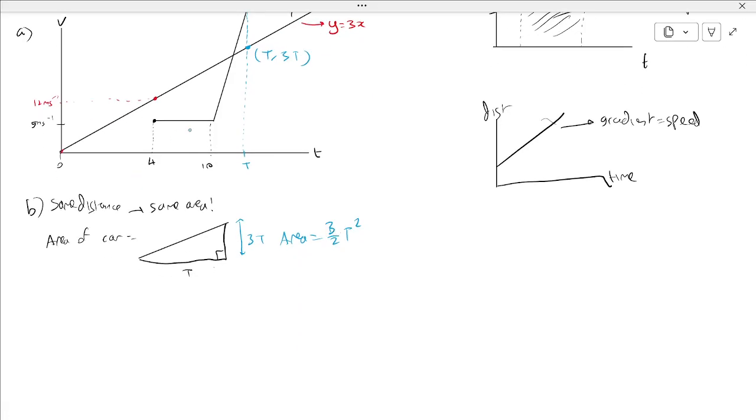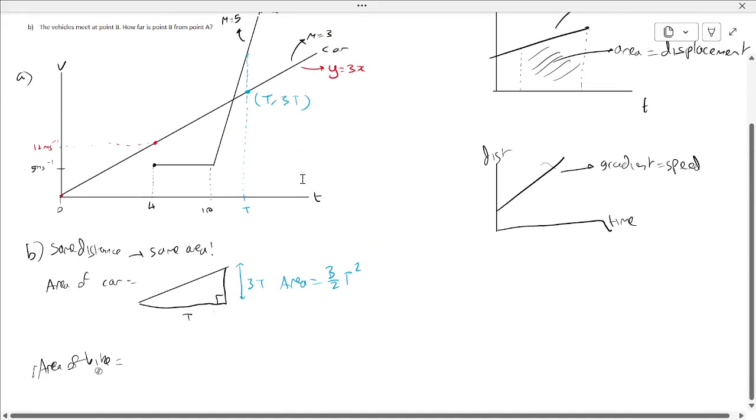Let's do the same with the bike. The bike's just a slightly more complicated shape. We do have to split it up. The area or distance of the bike. Well, the bike starts off in a straight line for 6 seconds.